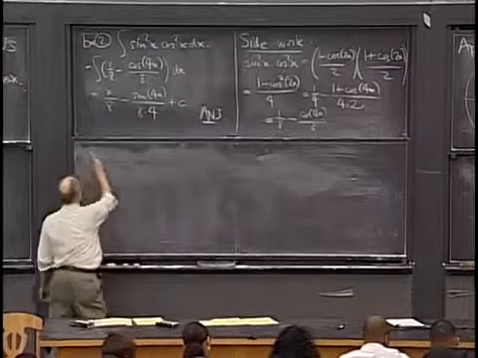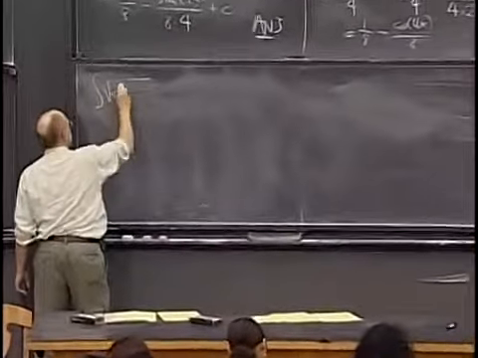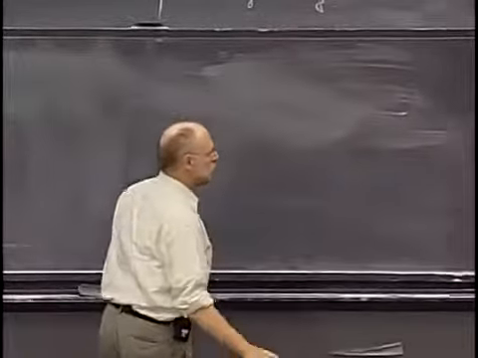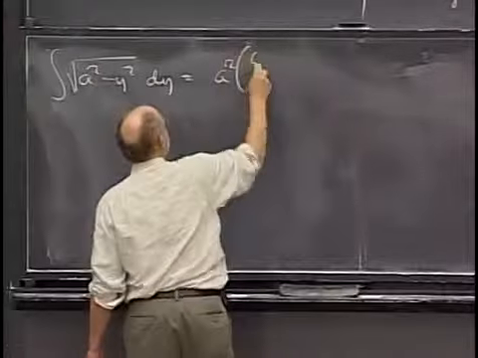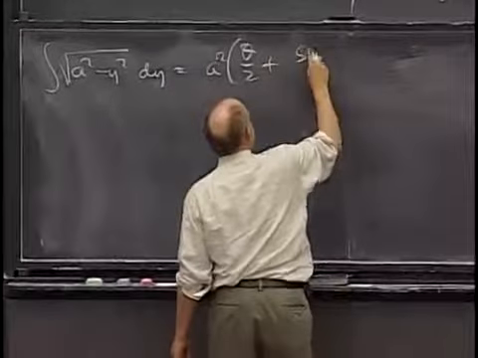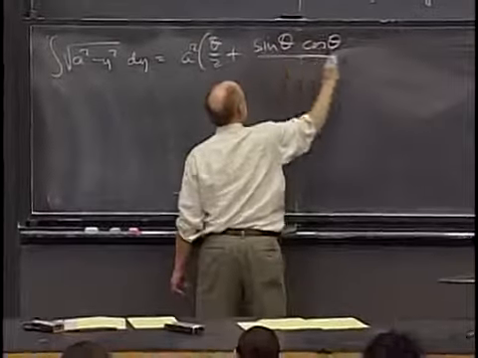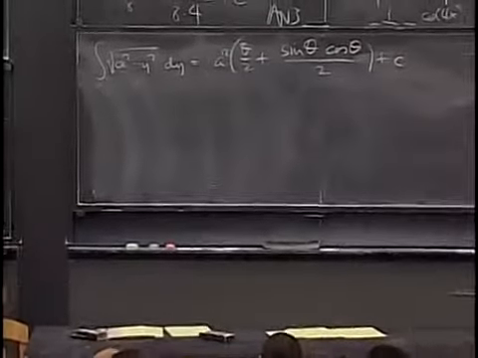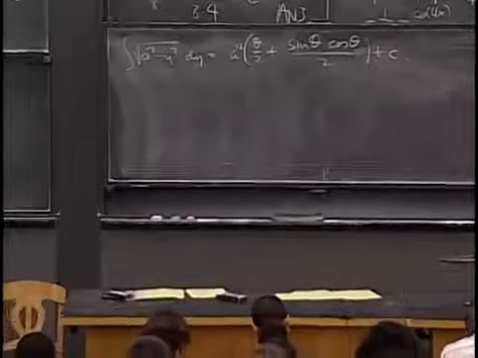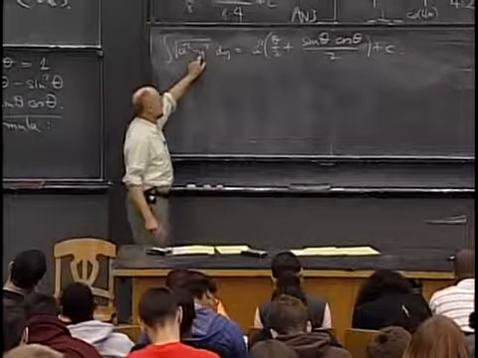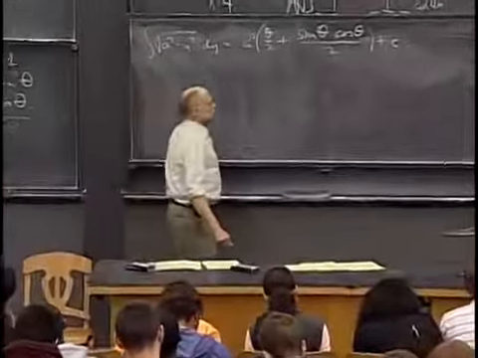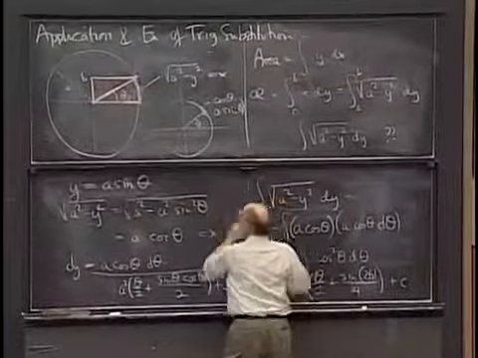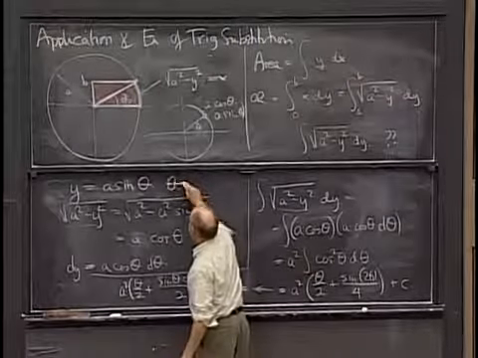So let me write down the integral that we have now. The square root of a squared minus y squared dy is, so far, what we know is a squared theta over 2 plus sine theta cosine theta over 2 plus c. But I want to go back and rewrite this in terms of the original variable y. Well, what is theta in terms of y? Let's see. y in terms of theta was given like this. So what is theta in terms of y?